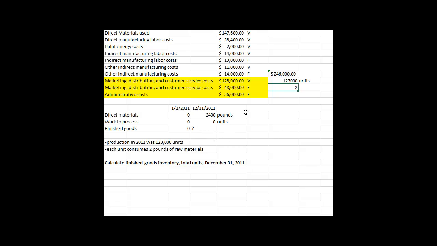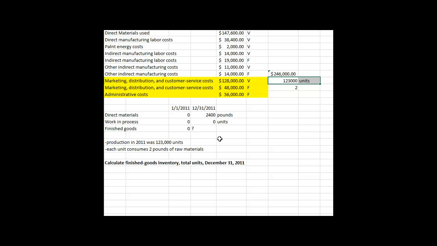Another key piece of information that might not be obvious to you is that we have no work in process. So that means everything we started and produced during the year was converted into a finished good. So all of these units made their way through either sitting in finished goods or they've been sold. So we have to figure out how much of these 123,000 units are actually still sitting there and not sold.